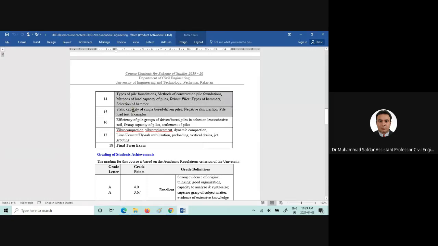Now we will discuss the different methods of construction for pile foundations, methods of the load capacity of the piles, driven piles, different types of hammers which are used to install the pile foundations, static capacity of the single bored or driven piles, what is negative skin friction, what is pile load test, and how these concepts can be used in practically designing a pile foundation. So for that, we will solve a few examples as well.